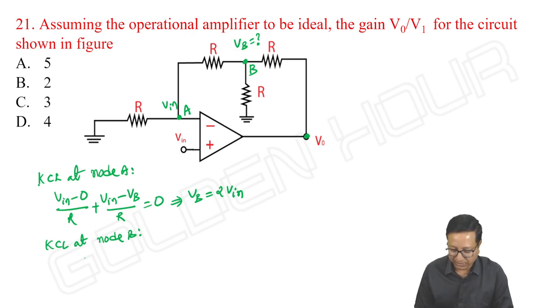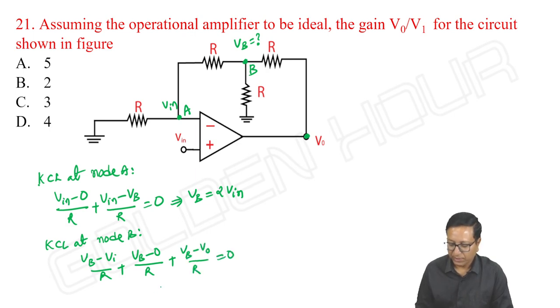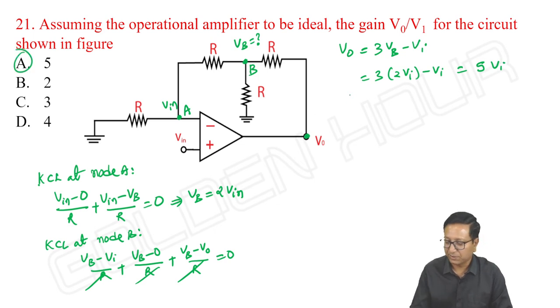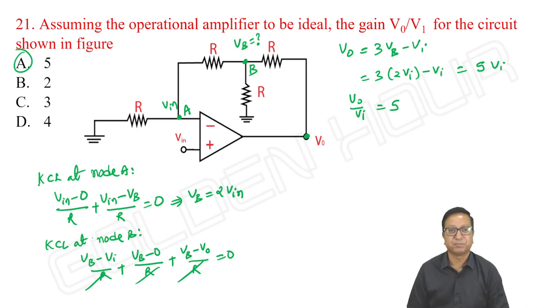Next, KCL at node B: VB minus VI by R plus VB minus 0 by R plus VB minus V output by R. So what is the output then? It is 3VB minus VI. What is VB? It is 2 times input. So it is 5 into VI. What is the gain of this circuit? It is 5. Option A is correct.